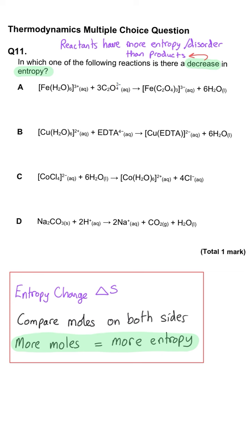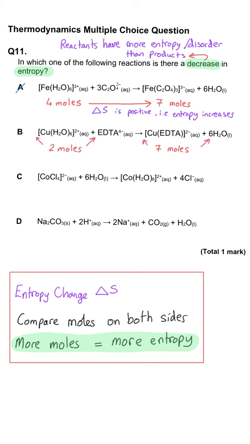And so in the first equation, you can see that there is 1 mole of this and 3 moles, so that is a total of 4, and it is turning into 1 mole and 6, so that makes 7. So the entropy change is 4 moles of reactant turning into 7 moles of product, so this will be an increase in entropy, and so not the right answer. And in the second example, there are 2 moles of reactant and 7 moles of product. And so this will be an increase in entropy as well. It will be a bigger increase in entropy compared to A.